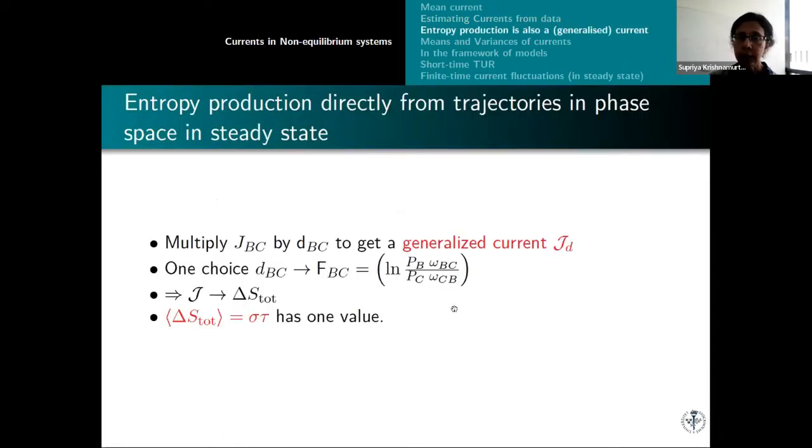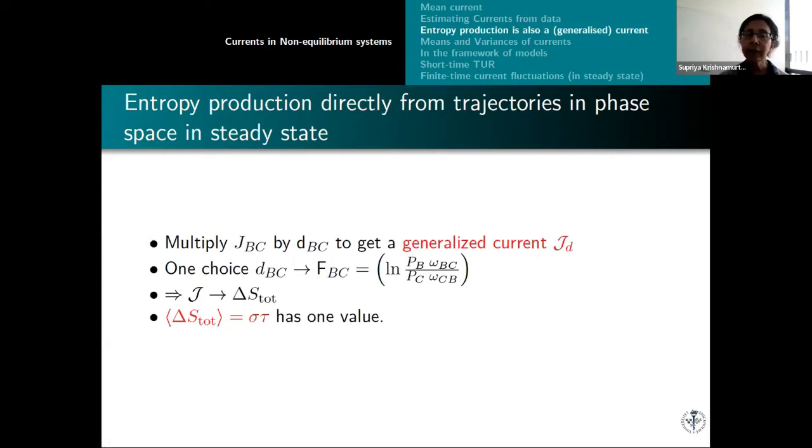Just to mention, entropy production was also a current, I said. So a procedure here would be to multiply this by some quantity d_BC. If this d_BC happens to be exactly this, and I sum over all links, then I get exactly our entropy production current. Remember, this is a time extensive quantity. So we will refer to sigma quite often. That's a rate, and the average is something that is extensive in time. Again, things that we've heard.